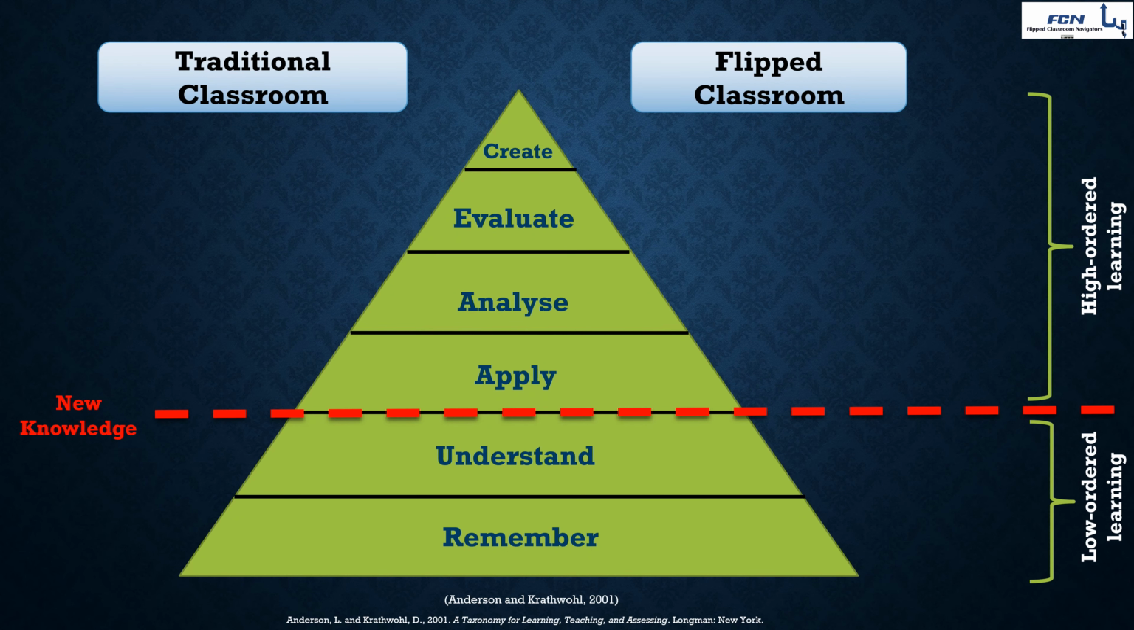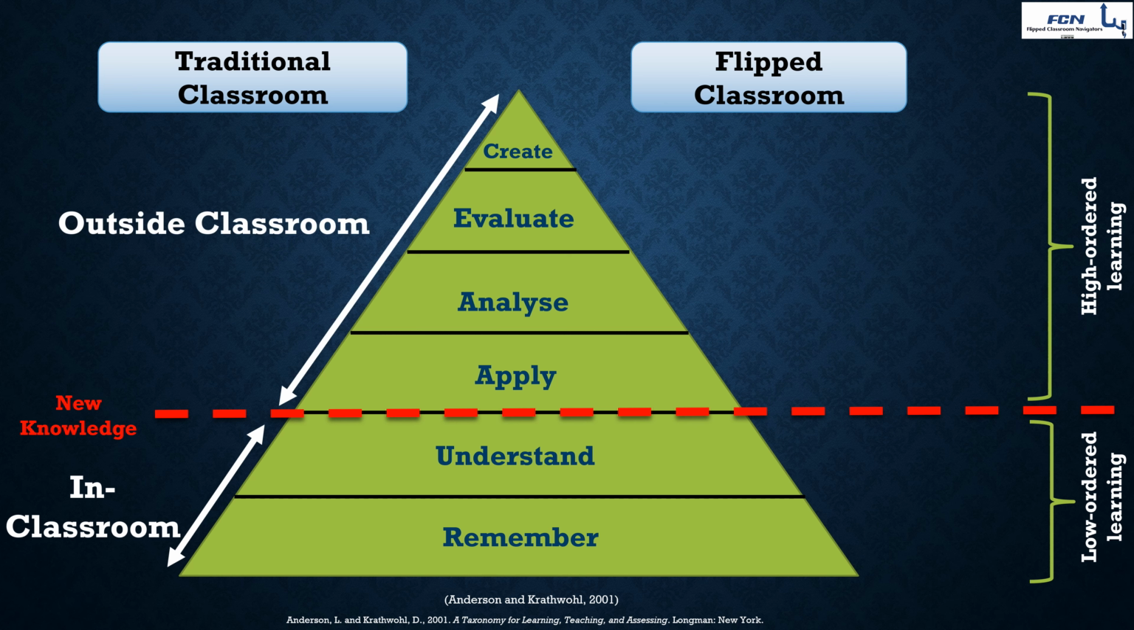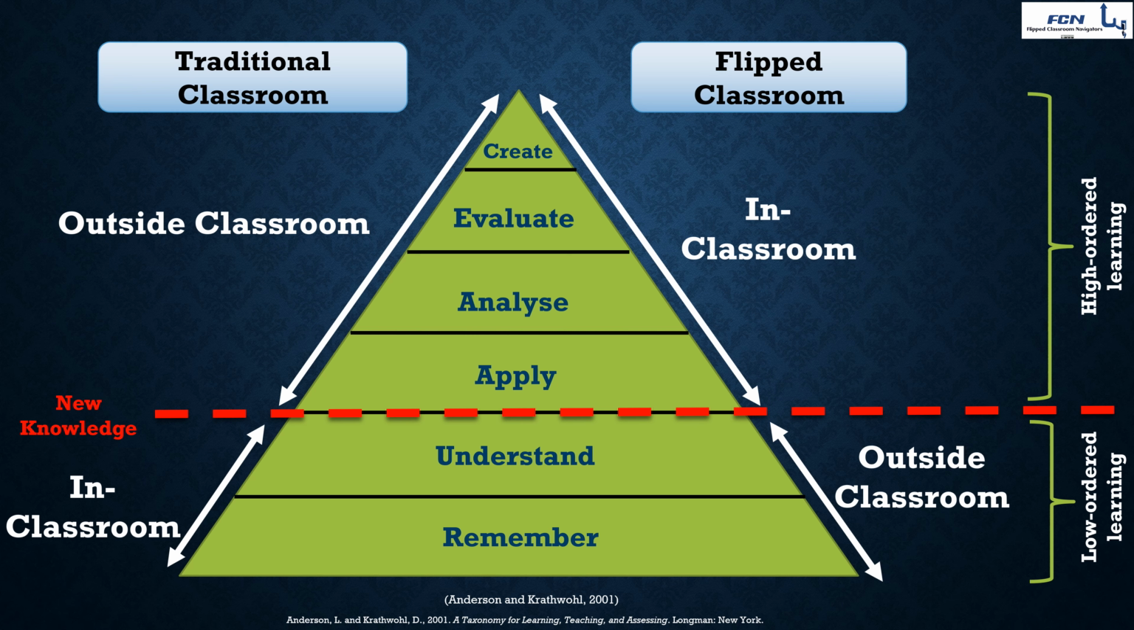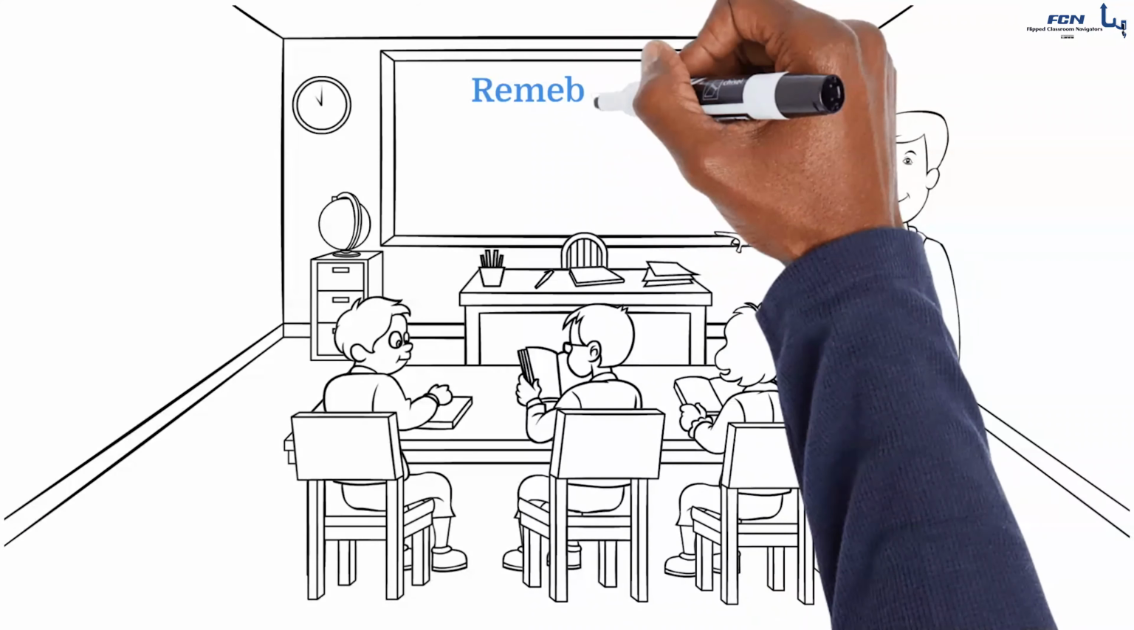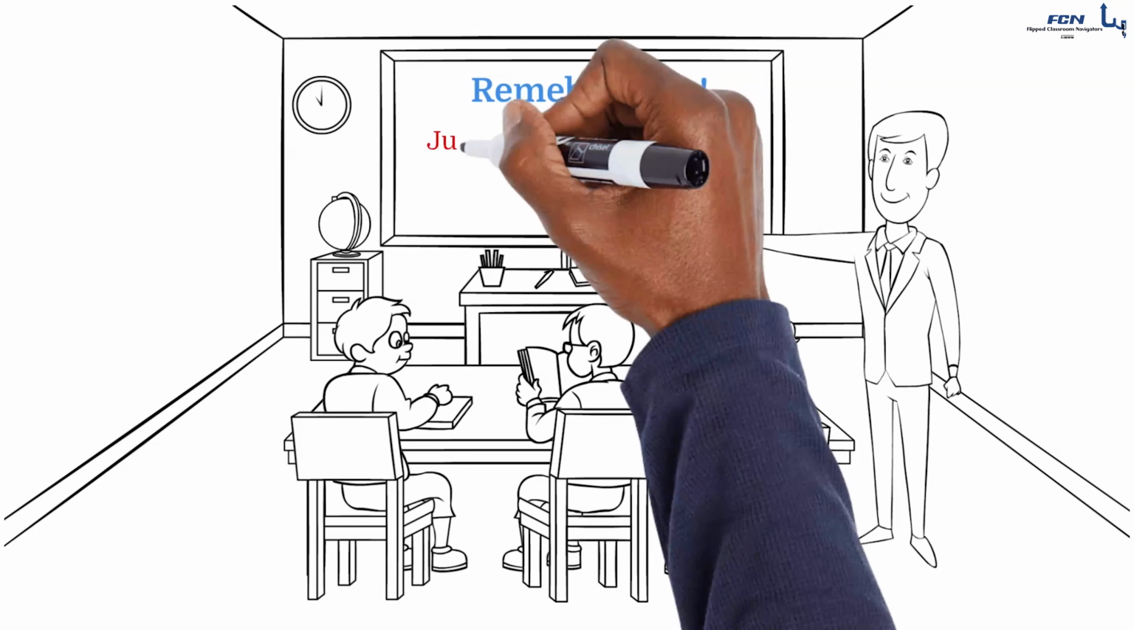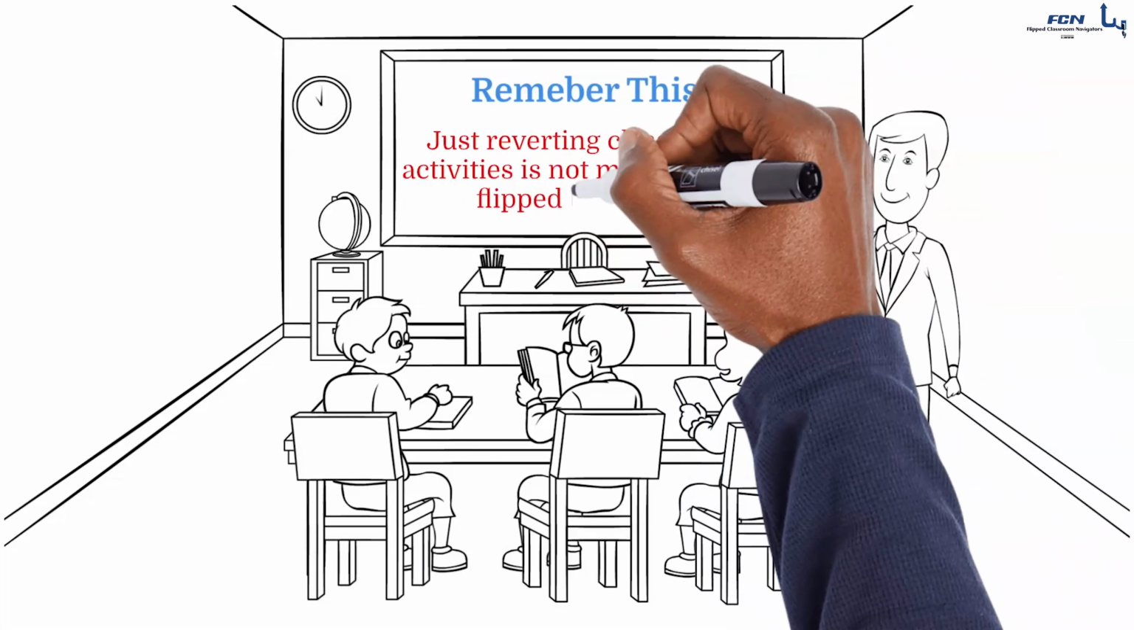Alright, the main difference in the flipped classroom is that you are changing the venue of low-order learning and high-order learning. In a traditional classroom, low-order learning usually happens inside the classroom, and high-order learning occurs outside the classroom. But in flipped classroom, this process happens the other way around, whereby low-order learning occurs outside the classroom and high-order learning happens inside the classroom. Make sure you remember this. Just reversing classroom activities does not merely cause flipped learning.